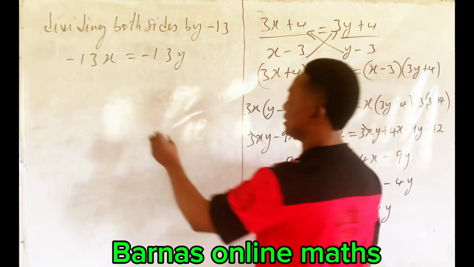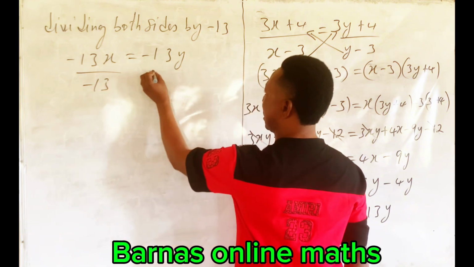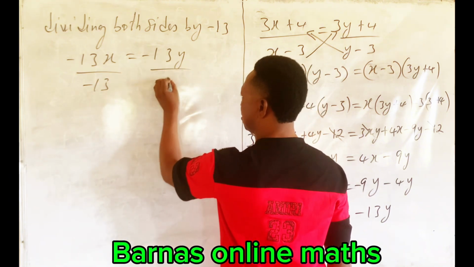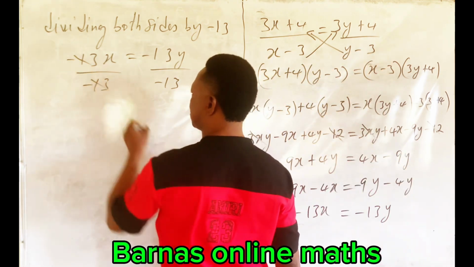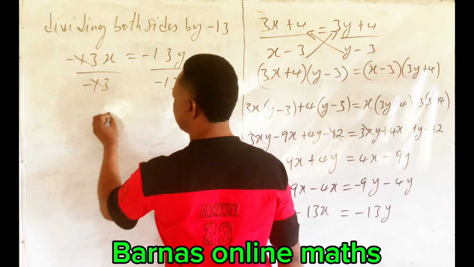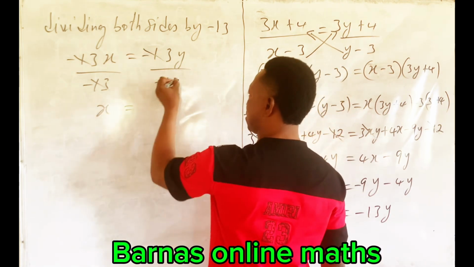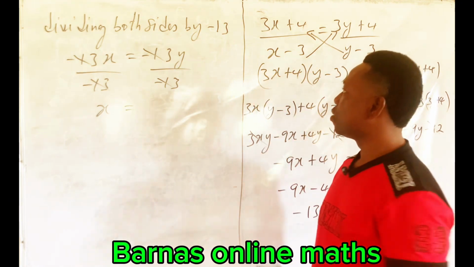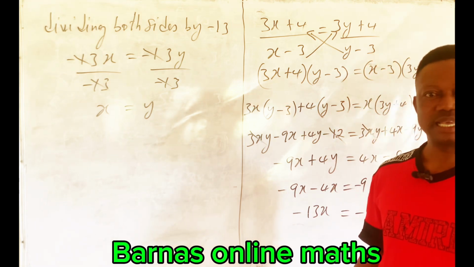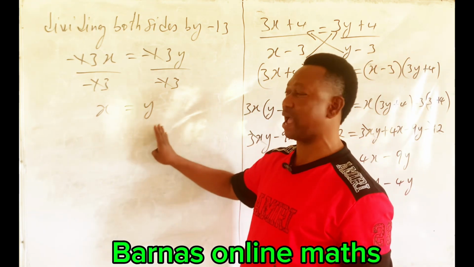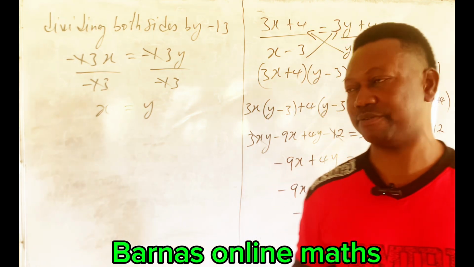So if we divide the left hand side by minus 13, we also divide the right hand side by minus 13. So this minus 13 will cancel this. What is left here becomes x, which is equals to, this minus 13 will cancel this minus 13. What is left here becomes y. So what do you suggest? Since x is equals to y, which simply means that the function f of x is injective.